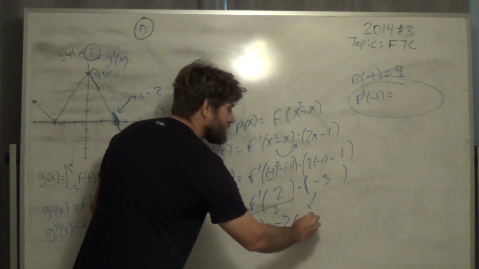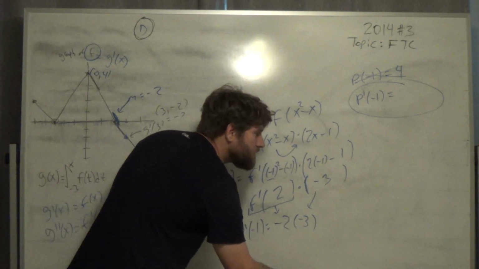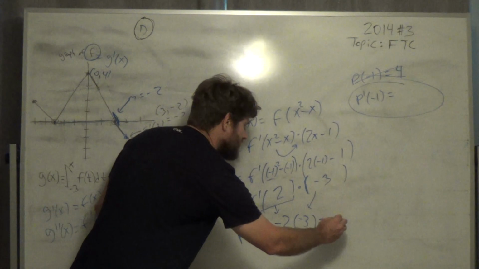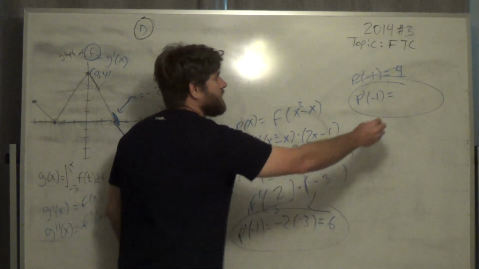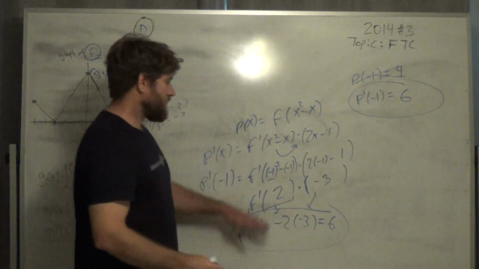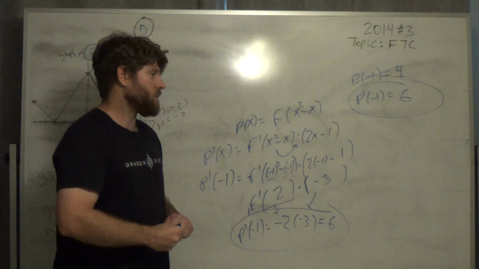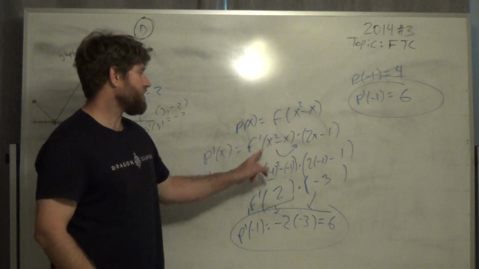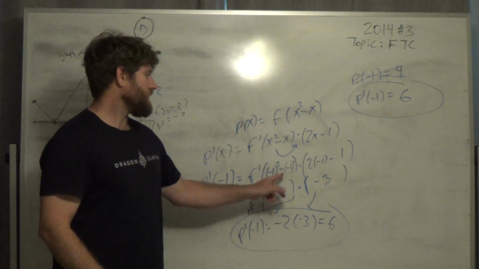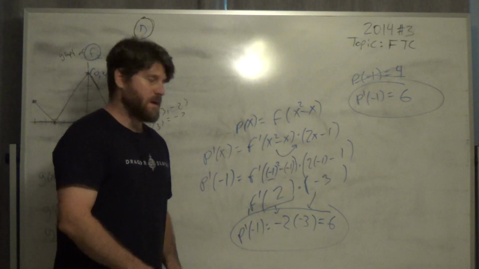So this is negative 2 times, and then here we have our chain of negative 3. You don't have to simplify it, but if you do, you get the answer of 6. And that's what they need. And remember, they're going to be checking your work, so make sure you're showing your work. Again, the derivative of f of u is f prime u times chain. And then we plug in the values and look up the answers.